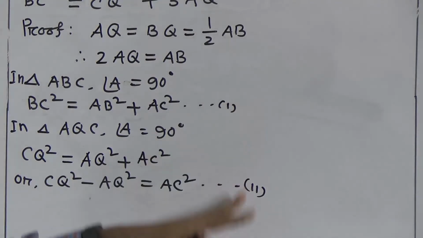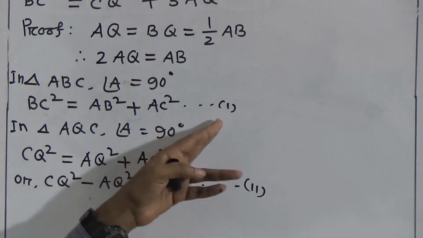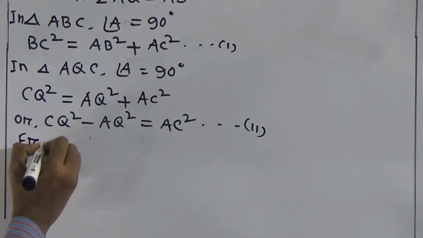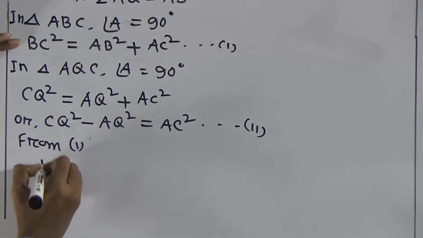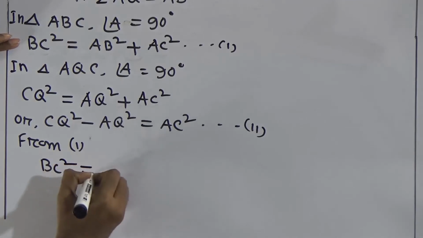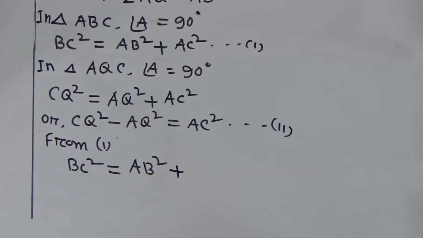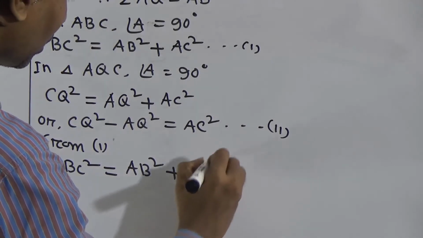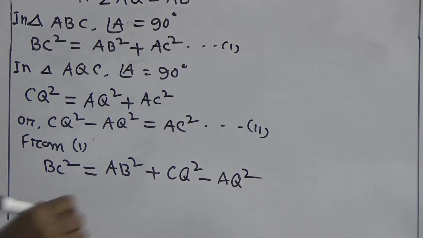Now from 1 and 2 we get AC square equal to CQ square minus AQ square. Now we put this value in equation 1. From 1 we get BC square equal to AB square plus AC square, which means CQ square minus AQ square.